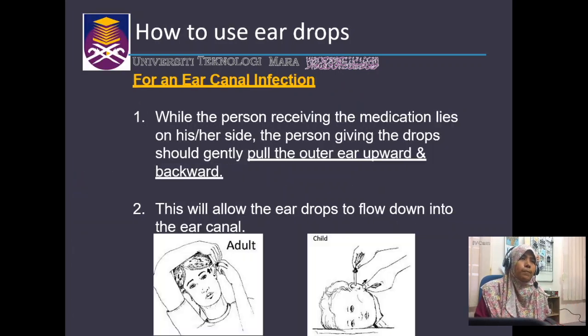Okay, for an ear canal infection, meaning that we want it to go deeper, while the person receiving the medication lies on his or her side, the person giving the drop should gently pull the outer ear upward and backward. Meaning that you are holding the ear, or what we call the pinna. You hold the pinna and then you pull it upward and backward. This will allow the eardrops to flow down into the ear canal.